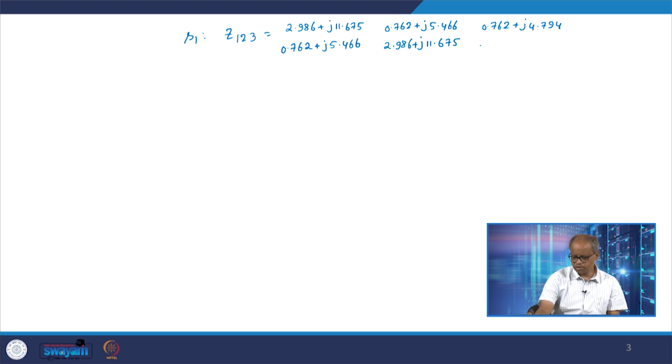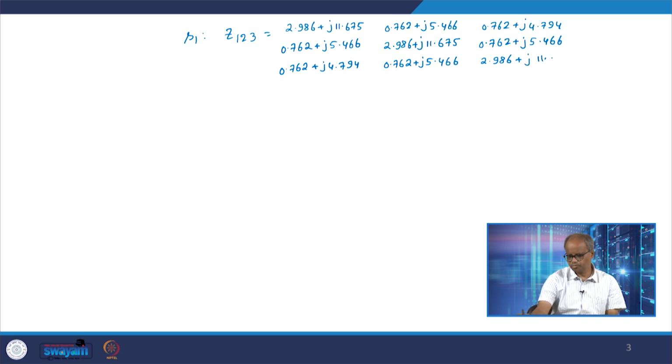And then this is 0.762 plus J 5.466. Then of course, this is 0.762 plus J 4.794, then 0.762 plus J 5.466. And the third one is 2.986 plus J 11.675. Right. So, this is for S1.